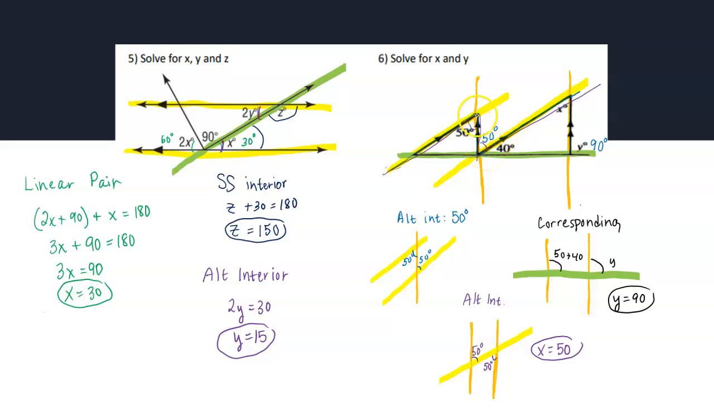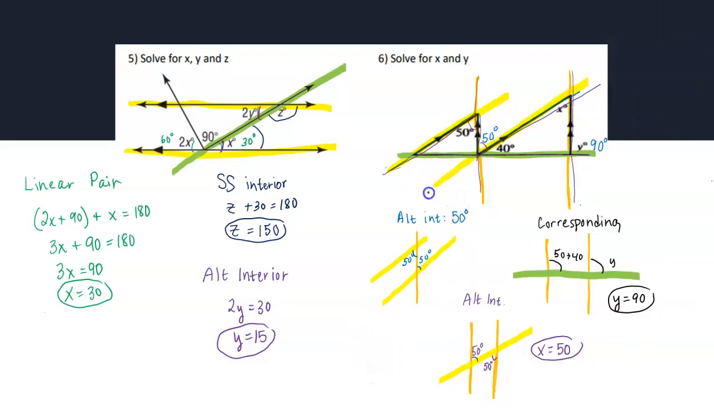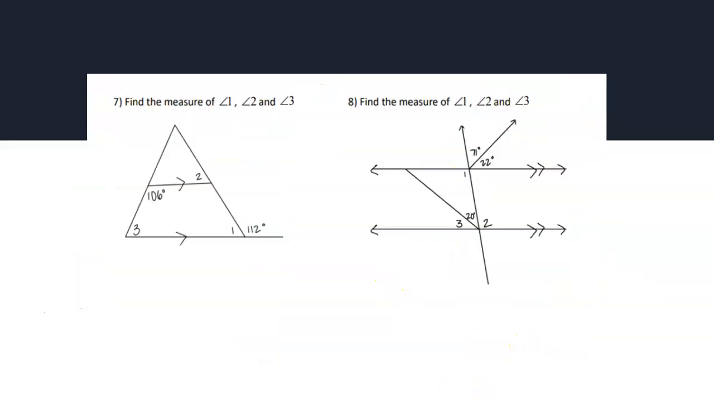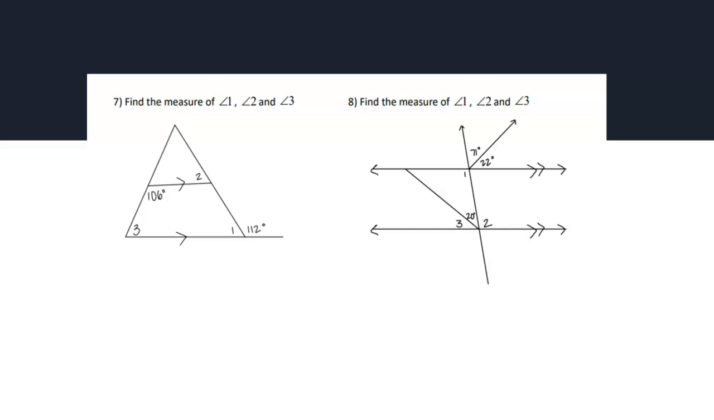And then I also saw a pair of alternate interior angles between the orange lines, with the orange line and the yellow transversal. I saw that the 50 and the x were alternate interior angles, so those were 50. And then I saw with the orange lines and the green transversal, I saw that the 90-degree angle was in the same position as the 50 and the 40 together, so they were corresponding, and so y was 90.